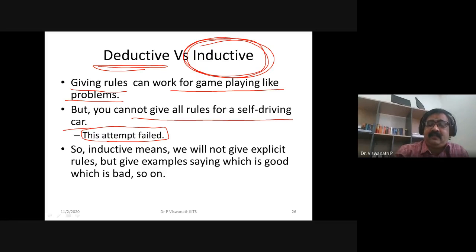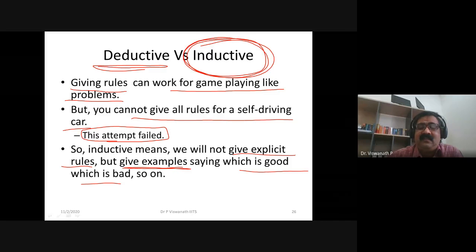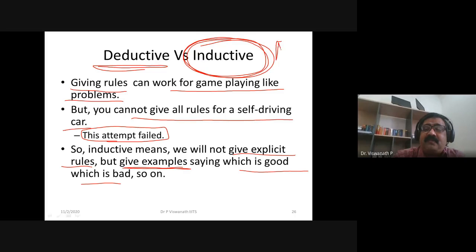It means that we will not give explicit rules, but we are going to give examples, saying that this is good, this is bad. We say this is a cat picture, this is a dog picture, or this sound signal is saying this. These things we are going to give as examples, and then we will ask the machine to learn. Now, given a face, you have to say who the person is. So this is called inductive learning. Machine learning comes mostly into this.